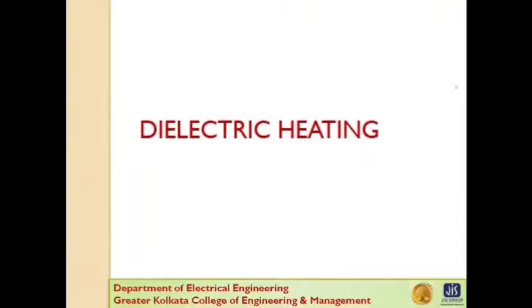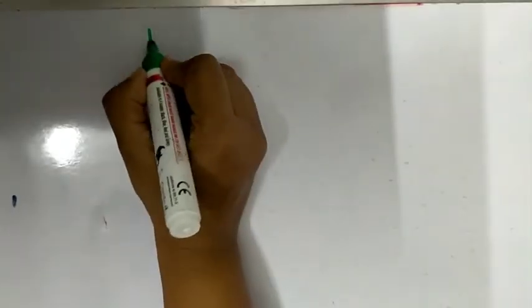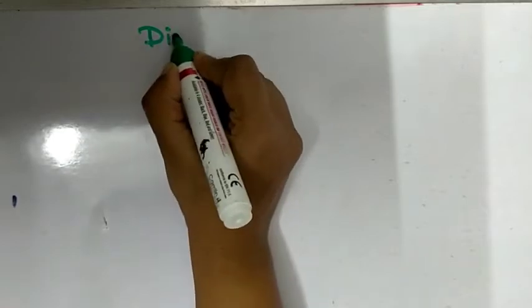In this video, I will discuss about dielectric heating. This topic is included in Module 3 of the subject Utilization of Electric Power. Subject code is EE702. In this video, I will discuss about dielectric heating.